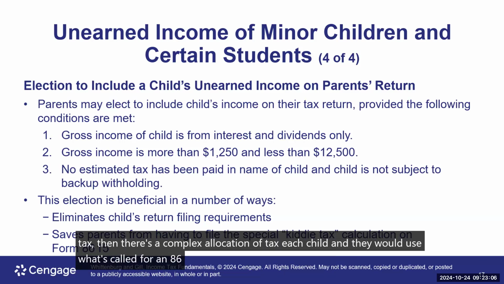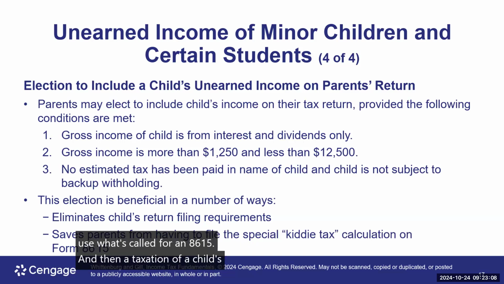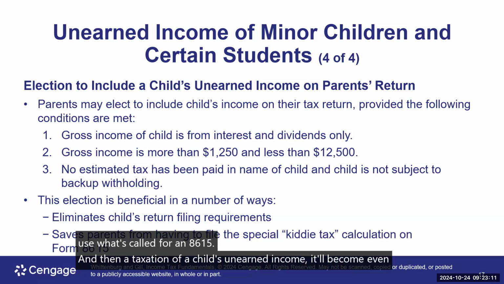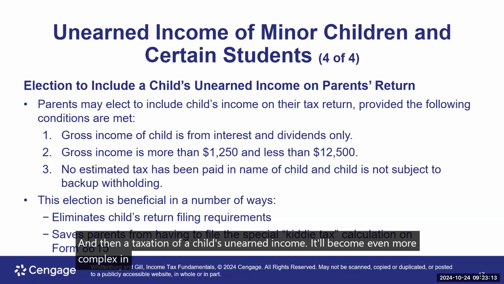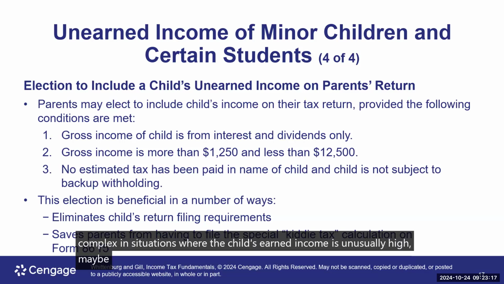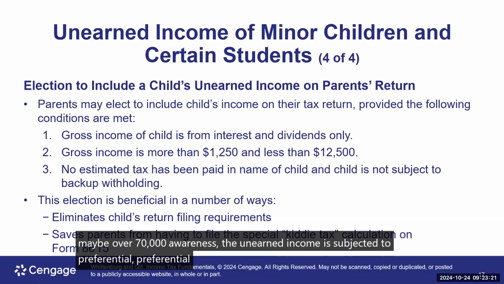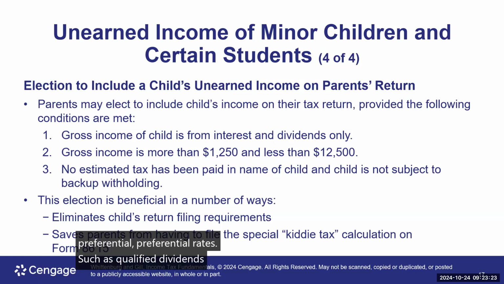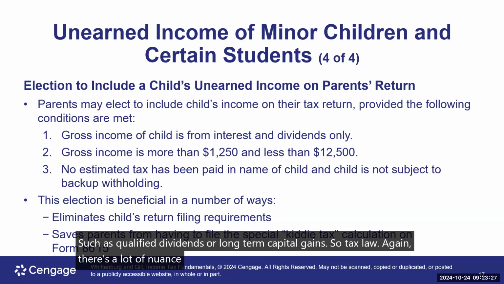8615. And then the taxation of a child's unearned income will become even more complex in situations where the child's earned income is unusually high, maybe over 70,000, or where the unearned income is subjected to preferential rates such as qualified dividends or long-term capital gains. So tax law, again, there's a lot of nuance. It could be fairly simple or it can be fairly complex.